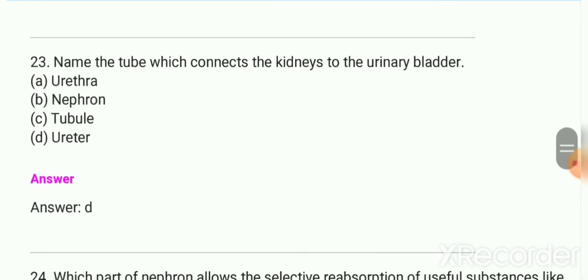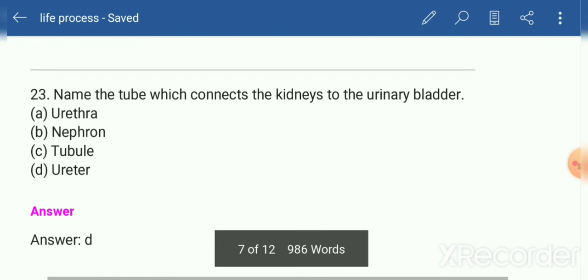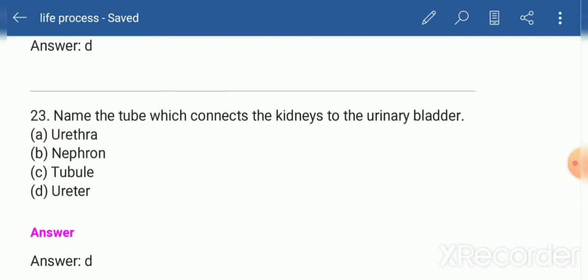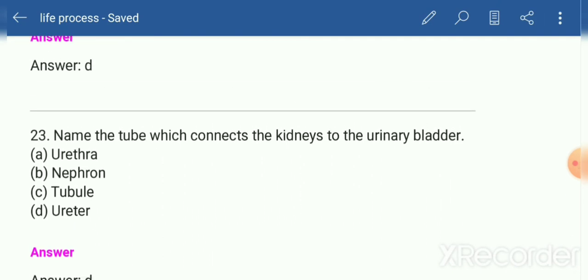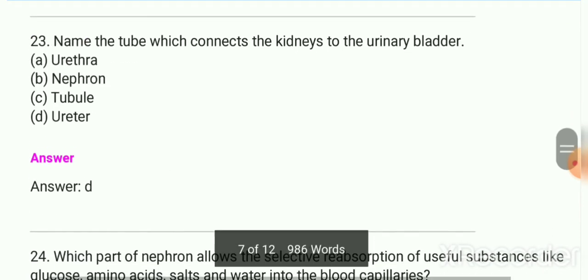Name the tube which connects the kidney to the urinary bladder. It is also an easy question. The tube that connects the kidneys to the urinary bladder. Options are urethra, nephron, tubules and ureter. So I think you know the answer, that is option D, ureter. The ureter connects the kidney to the urinary bladder.